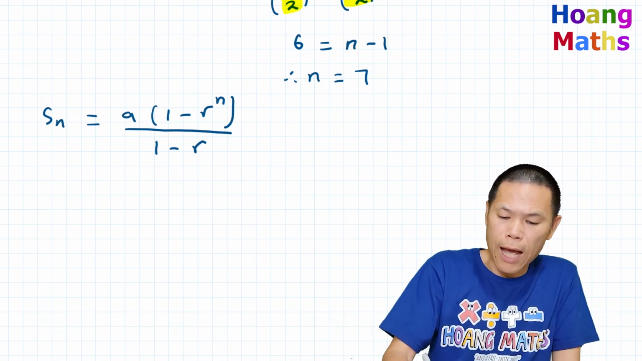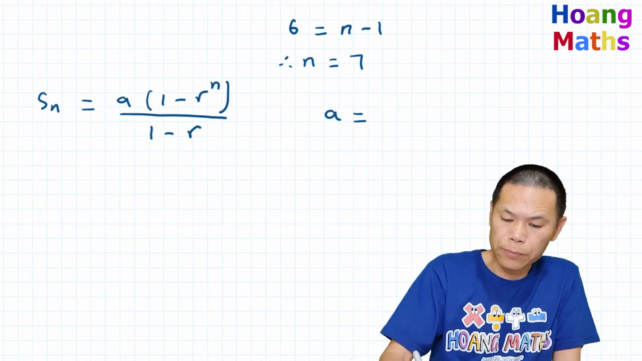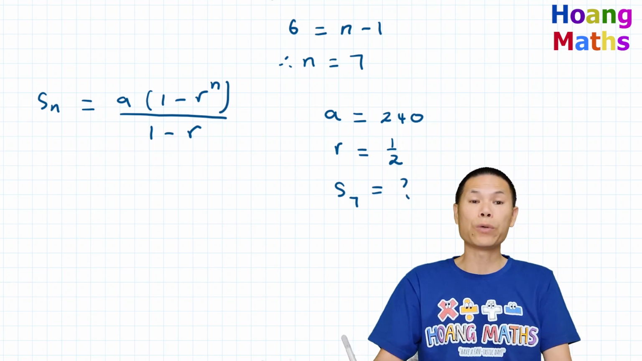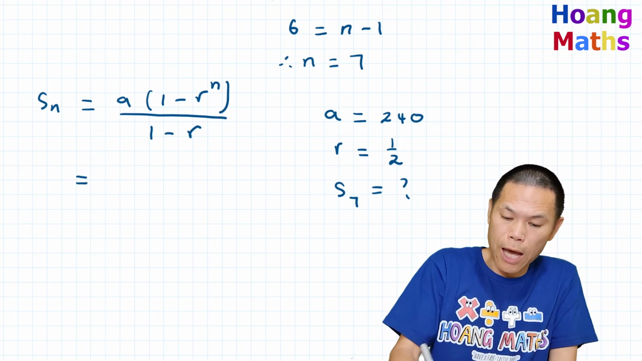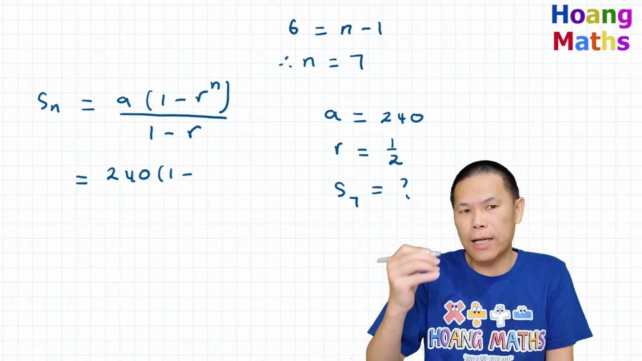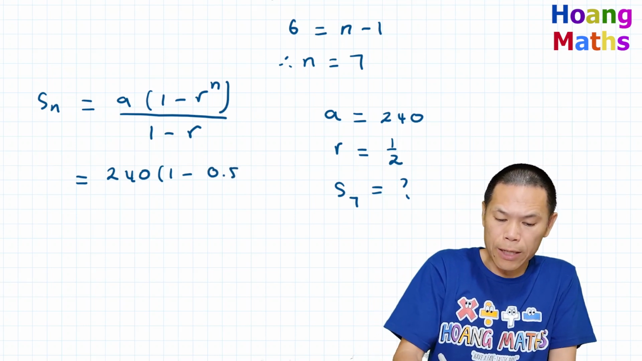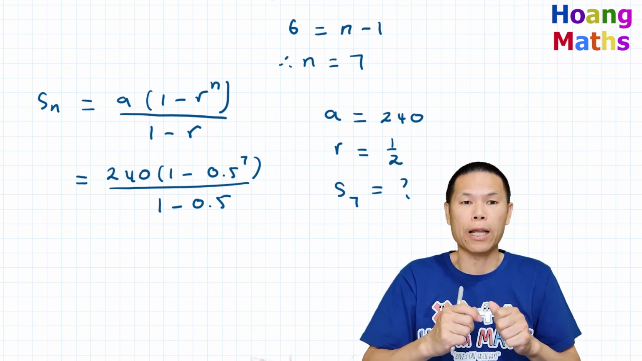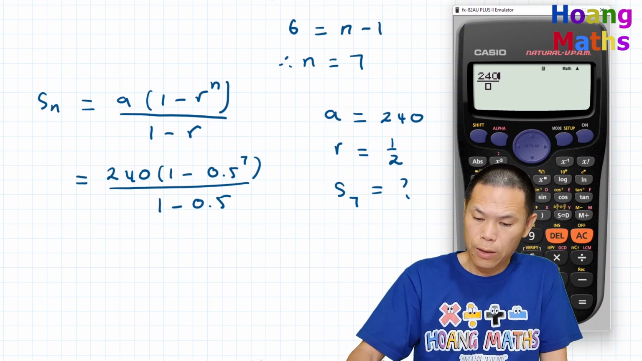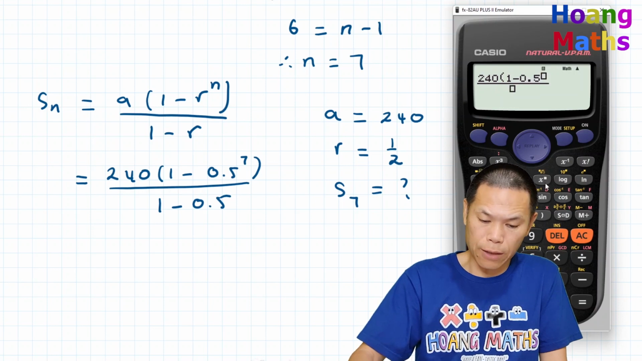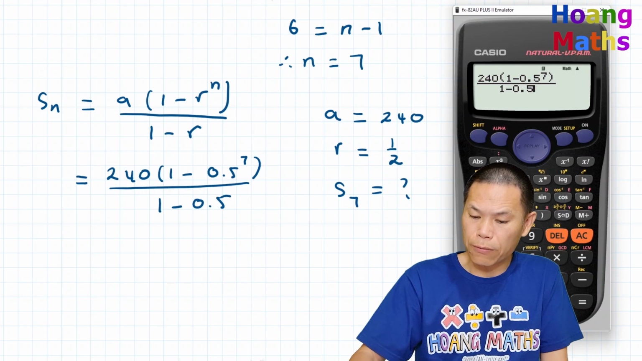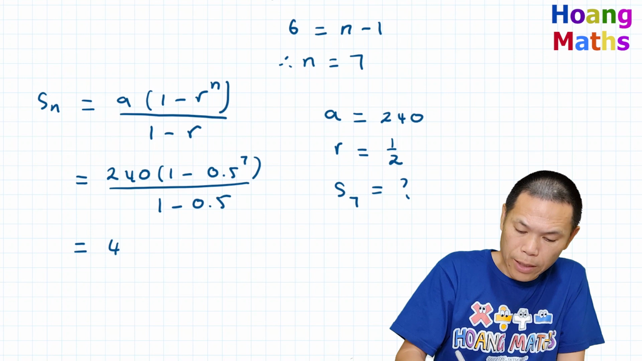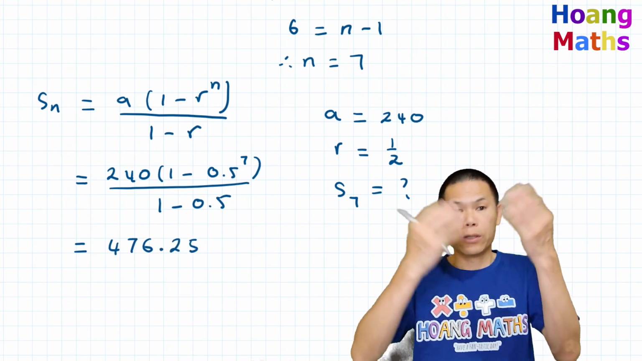So now we know that A is 240 and r is a half, and we need to find the sum of the first seven terms. So now I just substitute that into the formula. That gives me A is 240, 1 minus r is a half, or you can write 0.5, it doesn't really matter, to the power of n, which is 7, and then 1 minus r, which is 0.5. Now I just put that on the calculator. Fraction 240, bracket 1 minus 0.5 to the power of 7, close bracket, and 1 minus 0.5. There you go, 476.25.